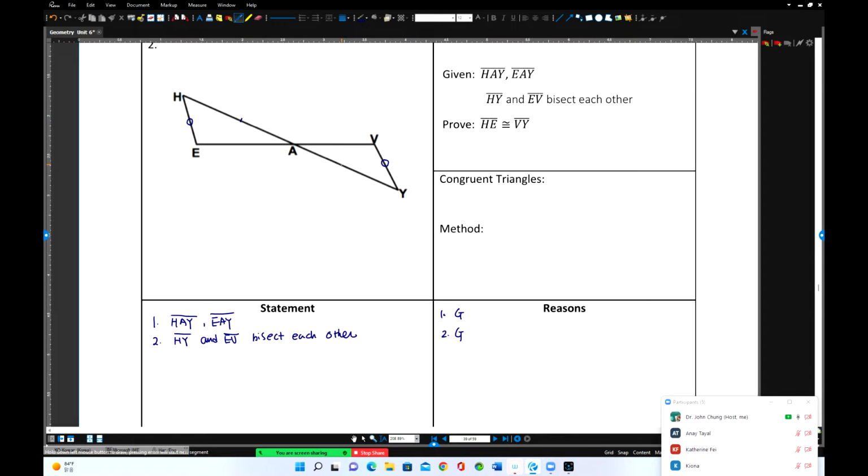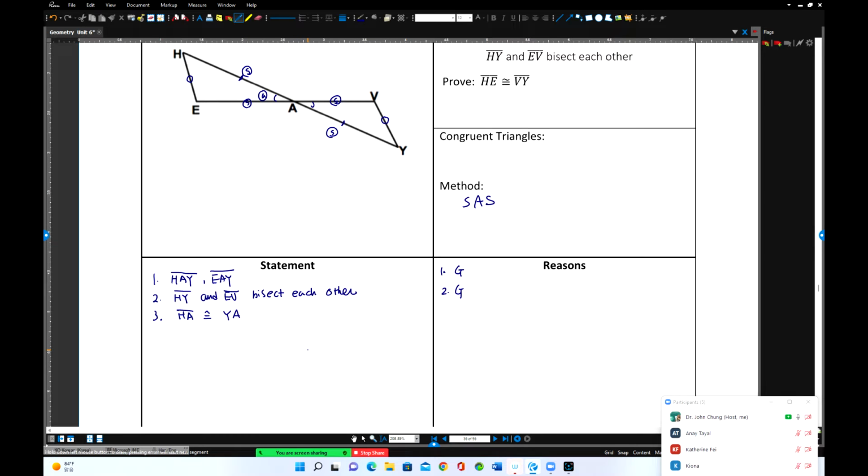These two sides bisected. One side already. These two sides bisected again. And we have vertical angles there. Yes, this one goes to side angle side. So you can say HA congruent YA, or you can put it in the same column together, EA congruent AY.